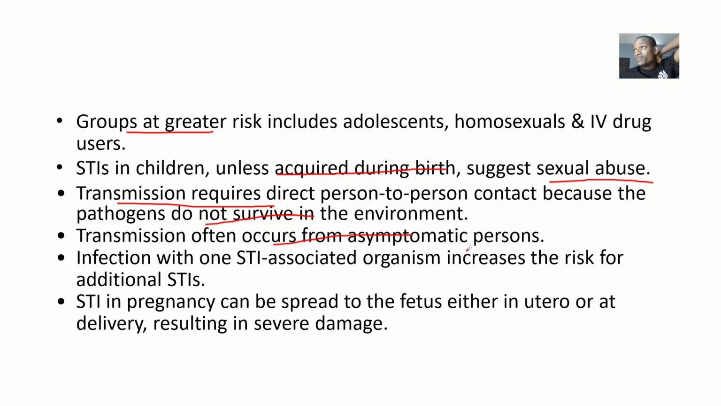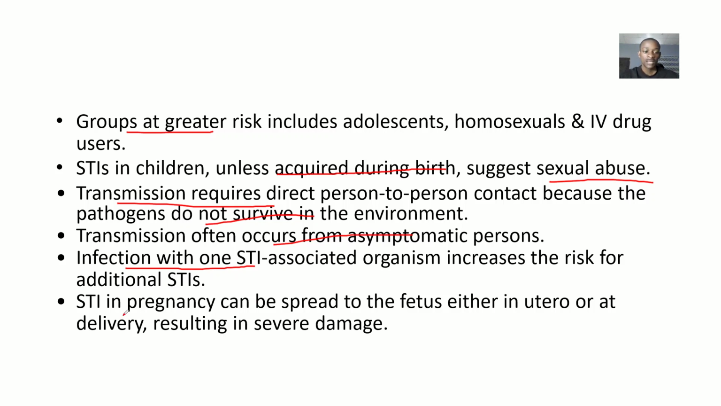Some people might not even show any signs of being sick, and that's what would tempt you to have sex with them without protection. Even sex with protection, there's no 100% assurance that you won't have the disease condition. Infection with one sexually transmitted infection associated organism increases the risk of additional sexually transmitted infections. This simply means that if you have one sexually transmitted infection, it can weaken your immune system and make you prone to having more.